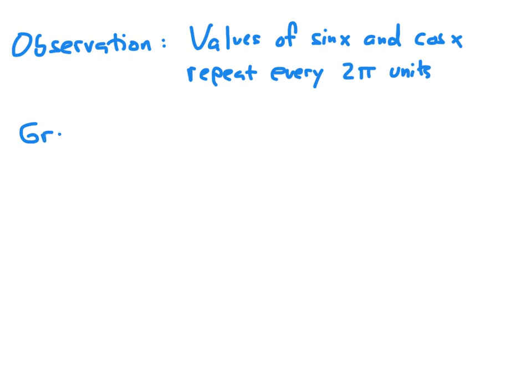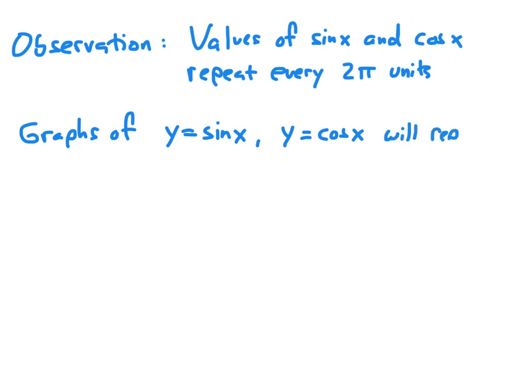So what this observation means is that the graphs of y equals sine x and y equals cosine x will both repeat after 2 pi units, just like the functions will. And so if we know what the graph looks like on any interval of length 2 pi on the x-axis, then we can just repeat that interval over and over and over again, and that will produce the entire graph for either the sine or the cosine function.